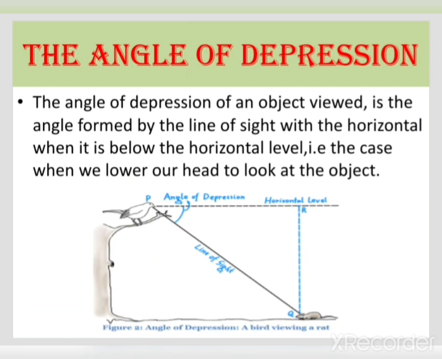The angle of depression. The angle of depression of an object viewed is the angle formed by the line of sight with the horizontal when it is below the horizontal line. That is the case when we lower our head to look at the object. Students, let's see some important cases based on this concept.